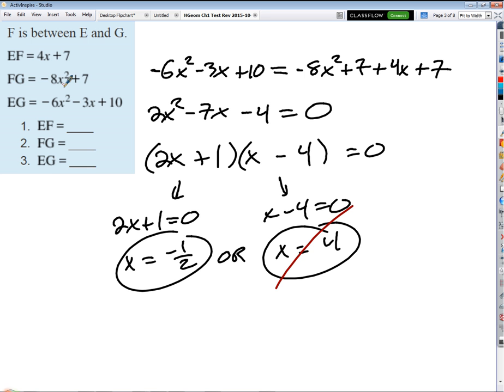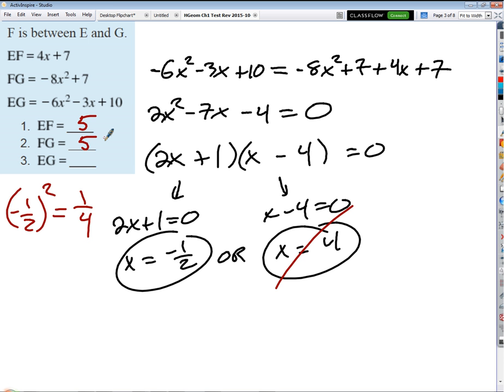So what about -1/2? Let's try that one. If I plug -1/2 in for x in the top one, what's 4 times -1/2? -2 plus 7? 5, good. So -1/2 squared is what? What's that? Positive 1/4. Okay, so -8 times 1/4 is what? -2. -2 plus 7, 5.